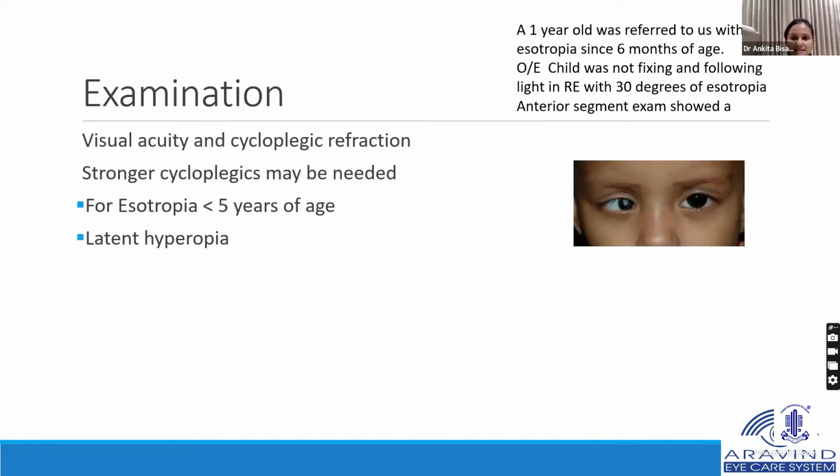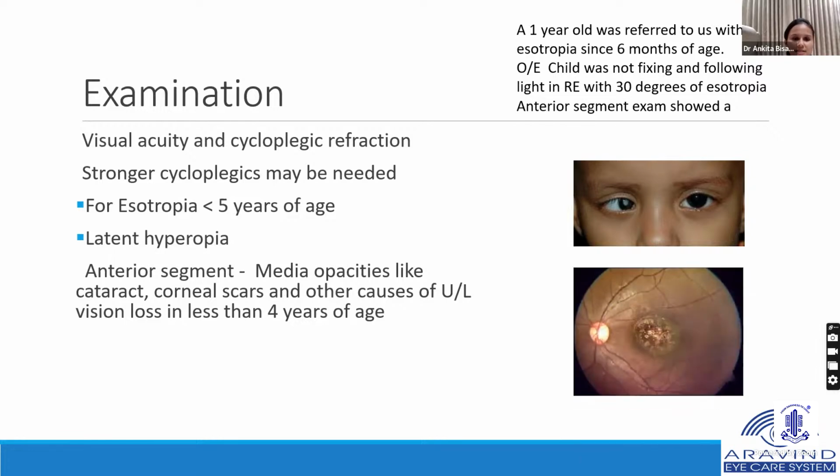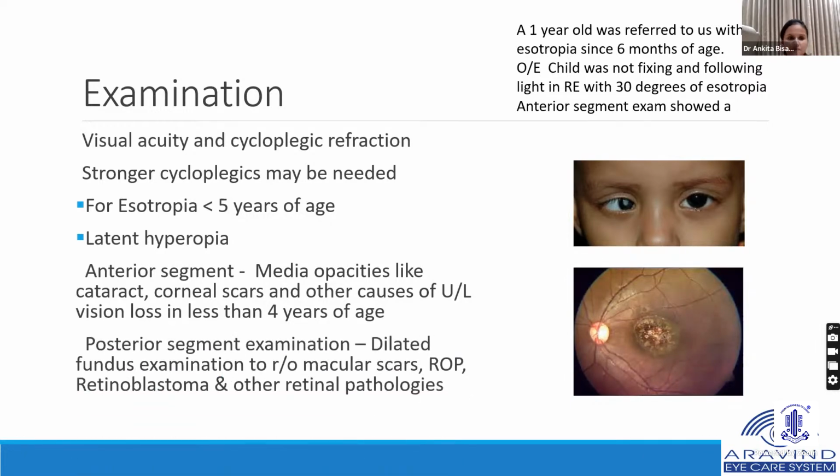As RK sir has already pointed out, anterior segment examination is very important. Even media opacities like cataract, corneal scars, or other causes of unilateral loss of vision in less than 4 years of age will usually present with esotropia. Similarly, a posterior segment evaluation is also important to complete the evaluation.